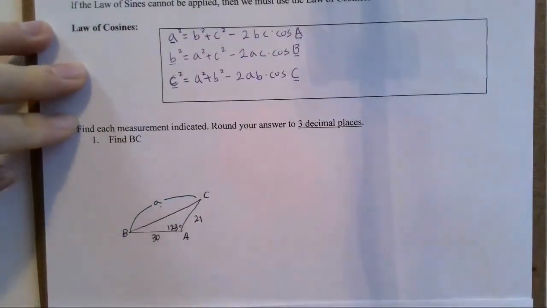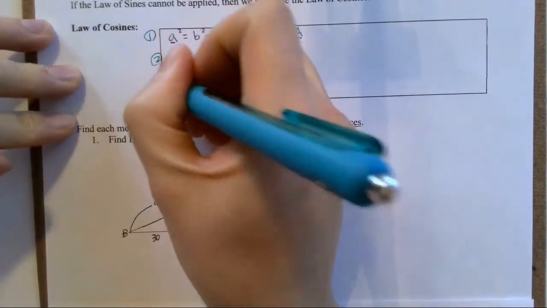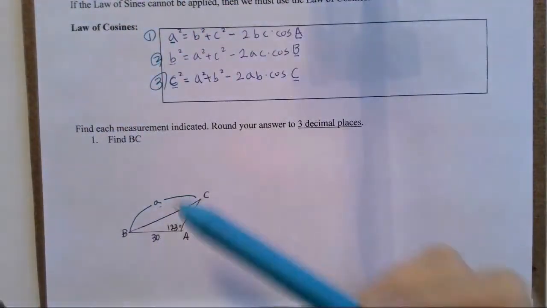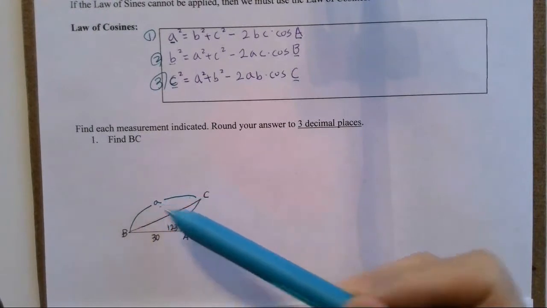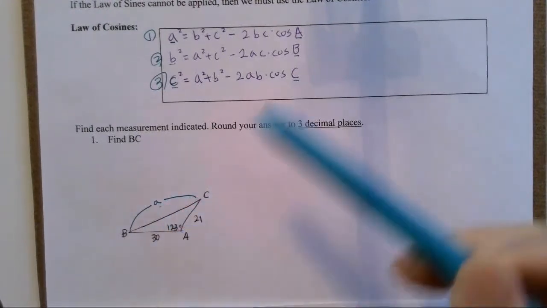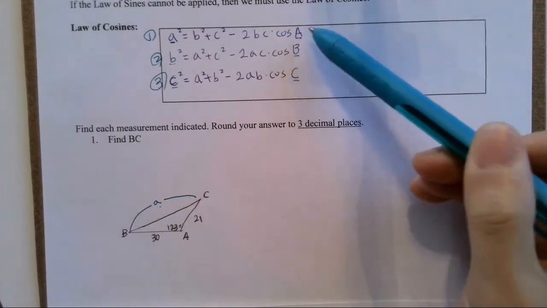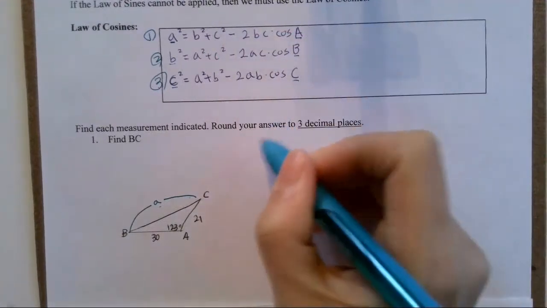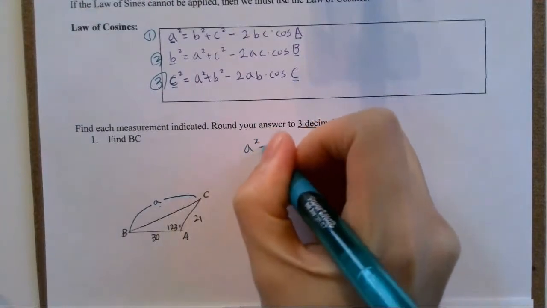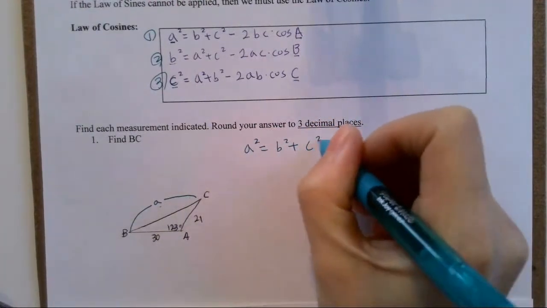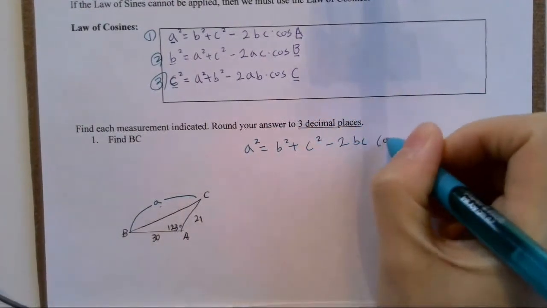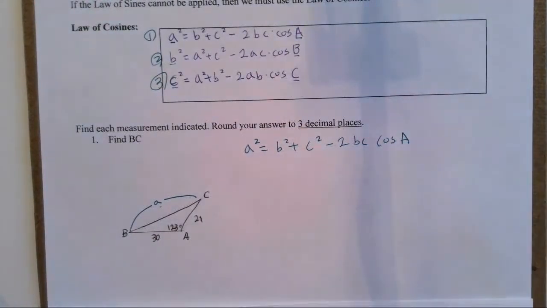Now, which one are we gonna use? Let's see. We're trying to find side a, and we know the angle measure of A. So which one is angle measure of A? Probably the very first one. So let's plug it in. Well, in fact, let's just write down the formula first: a squared equals b squared plus c squared minus 2bc cosine of angle A, and then plug it in.